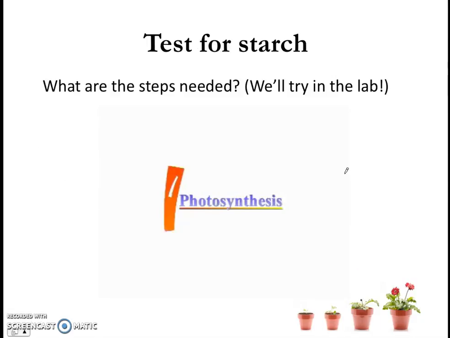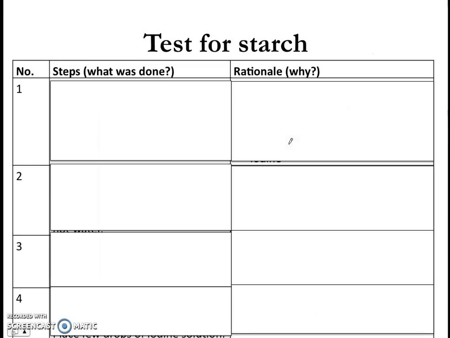So how do we test the leaves for starch? Well, you're probably already telling me that it's something to do with iodine. Well, there are actually a few more steps involved, and we'll try this in the lab next time. So let's skip over this part first, but you can find it in your textbook as well if you want to have a head start. There is a table there, and you can fill it up. I'll put the video up on the tiny URL as well, but we'll do this in the lab next time.